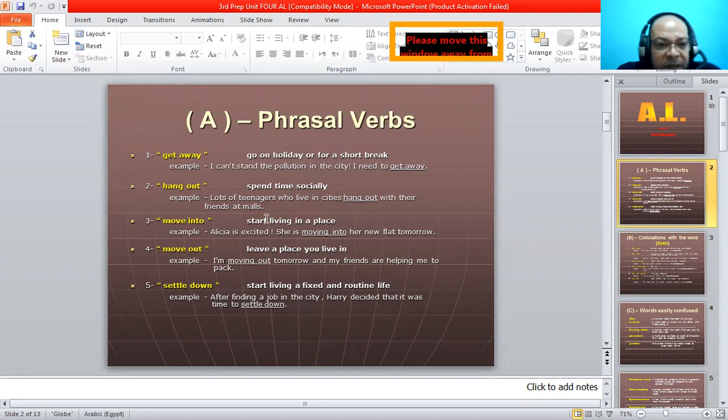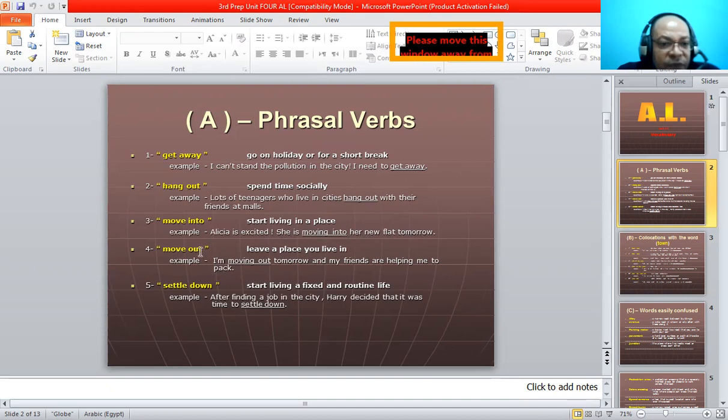Example, lots of teenagers who live in cities hang out with their friends at malls. Number three, move into. Start living in a place. Alicia is excited. She is moving into her new flat tomorrow. Yani she is starting living in a new place.